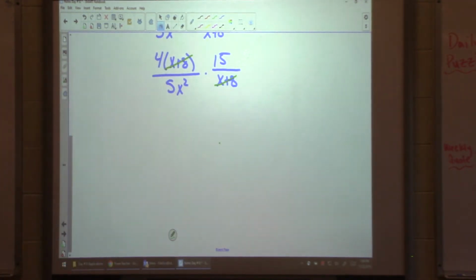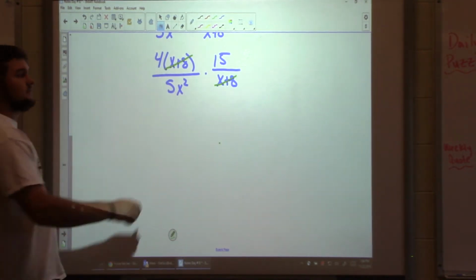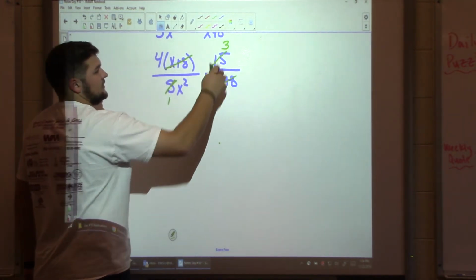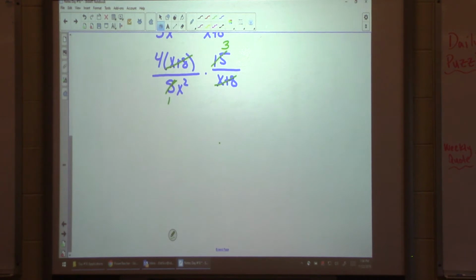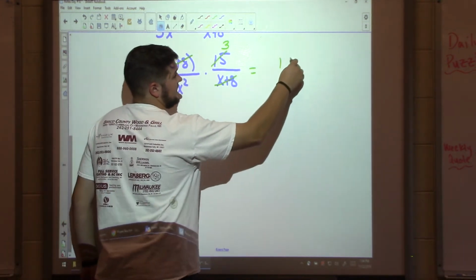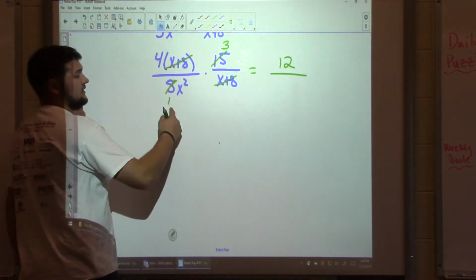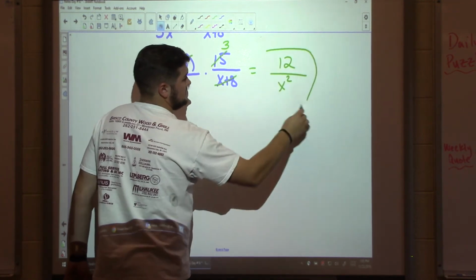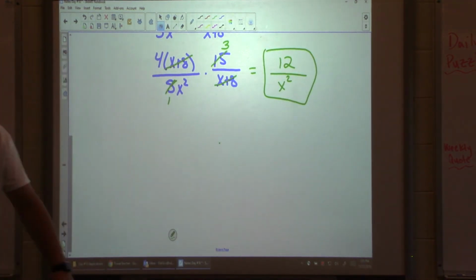What else? Angie: 5 and the 15. I can take a 5 out of both. Anything else? No. So I'll multiply. 4 times 3 gives me 12 over just x squared left in my denominator. So her pool's area is 12 over x squared.